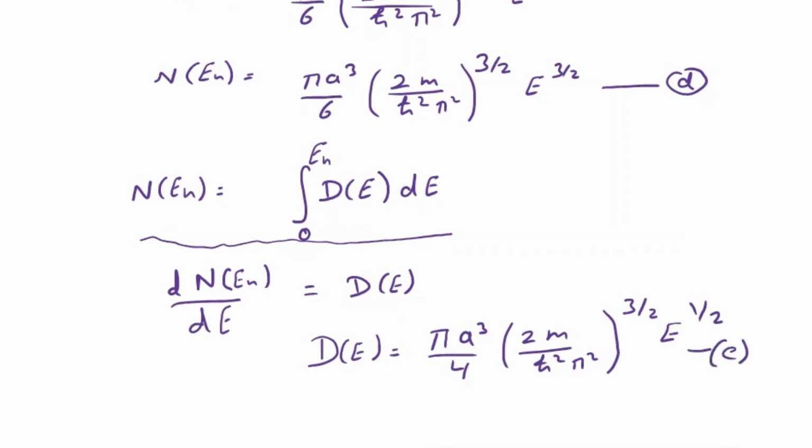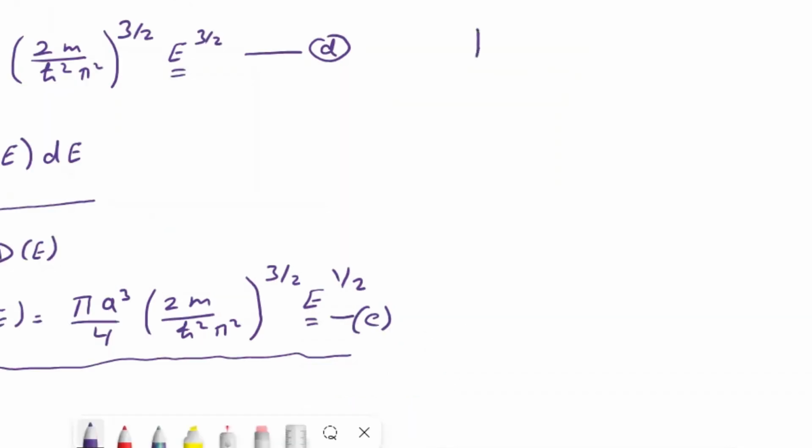So we have two equations. In one equation it varies as E to the power 3/2, and D of E is E to the power 1/2. Now, what does that mean? If you plot this curve, how will it look? This axis is energy, and this axis is density of states. It will be something like this, because it is E to the power 1/2.